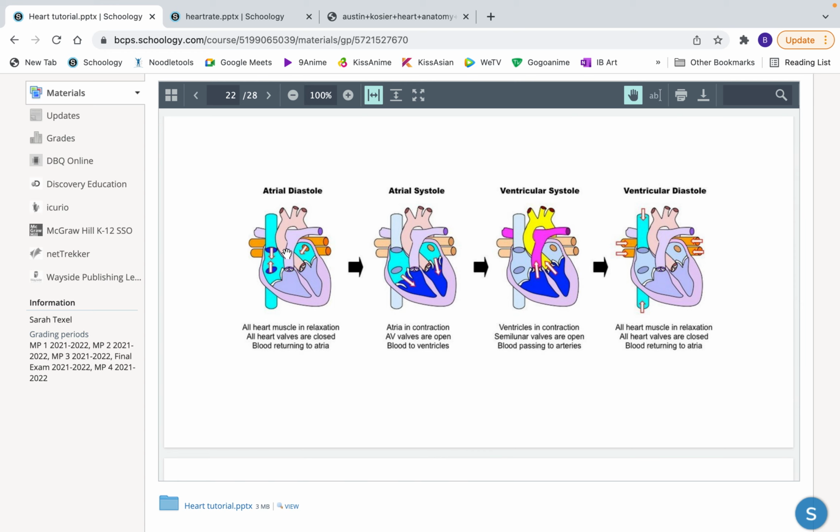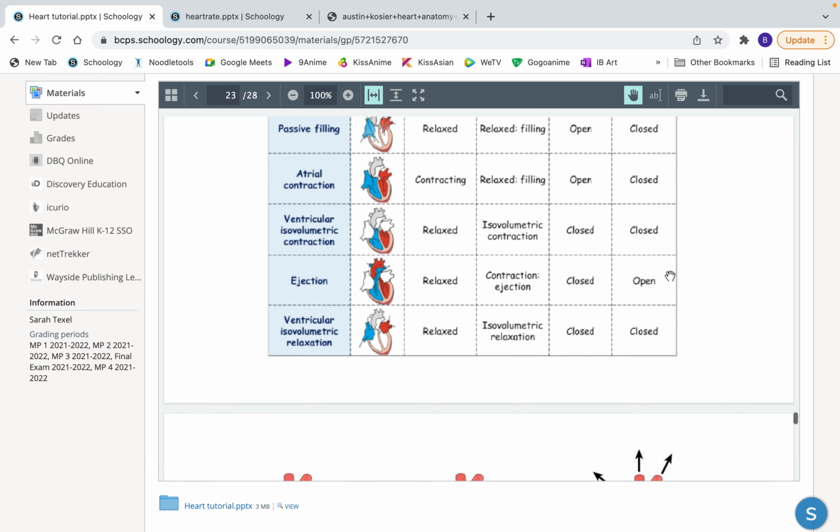The blood comes in. We have passive filling or atrial systole where the atrium pushes. Then we have ventricular systole where the ventricles push. And then we have ventricular diastole, cardiac diastole. Everybody's just chilling, right?